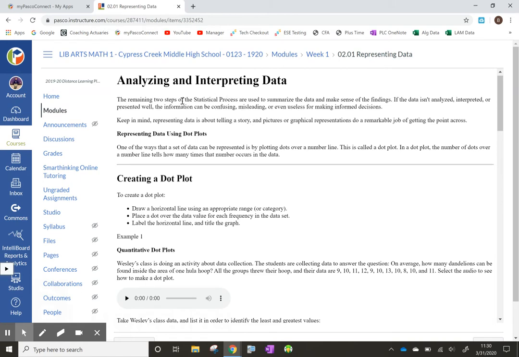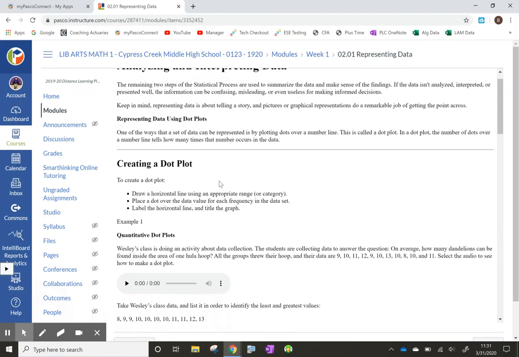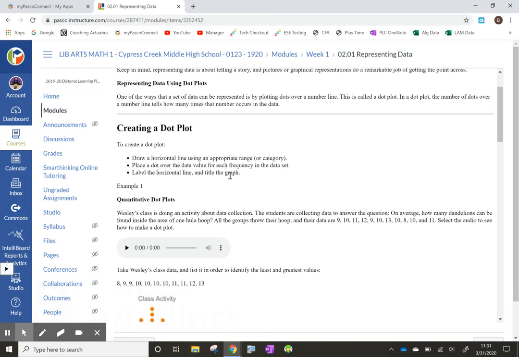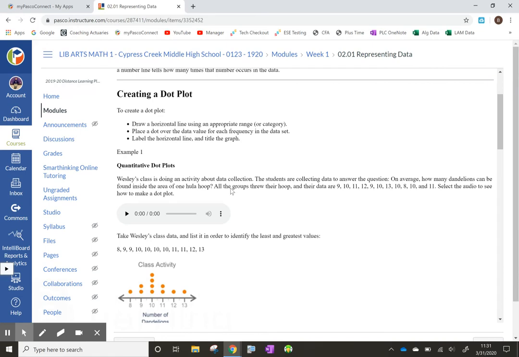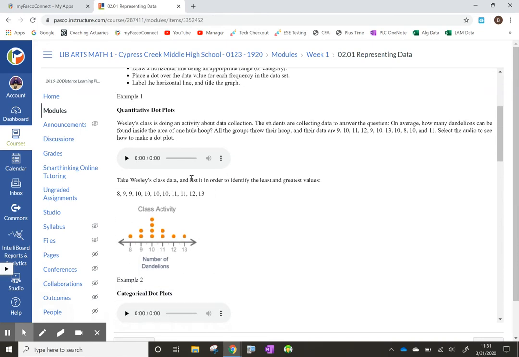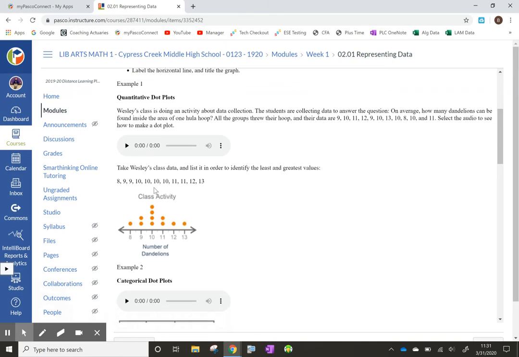analyzing and interpreting data. So now how do we read the data that we collect? One method is to use a dot plot. Dot plots are very, very simple, right? It kind of gives you directions how to make a dot plot here, but it is pretty straightforward. So here's an example of a dot plot. Take Wesley's class data and list it in order to identify the least and greatest values. So here, 8, 9, 10, 10, whatever, these are all basically, it looks like the number of dandelions, according to this picture, right? The number of dandelions the students have collected.